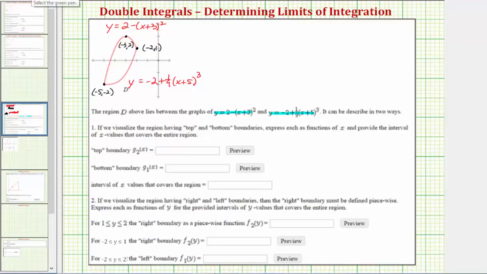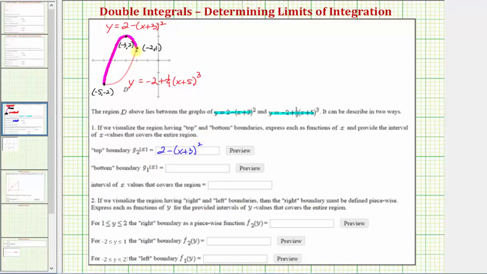Now let's take a look at number 1. If we visualize the region having top and bottom boundaries, express the boundaries as functions of x and provide the interval of x values that cover the entire region. So notice how the top boundary would be the graph of the parabola here, and we already know it's y equals 2 minus the quantity x plus 3 squared, which is already expressed as a function of x, which means g sub 2 of x, the top boundary, would be equal to 2 minus the quantity x plus 3 squared.